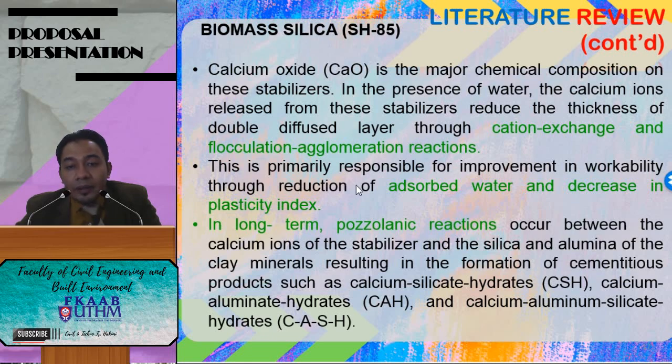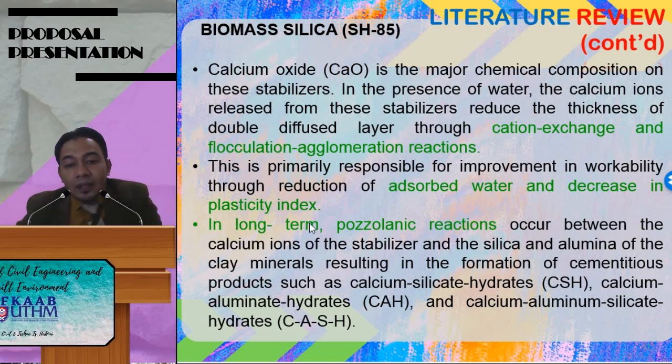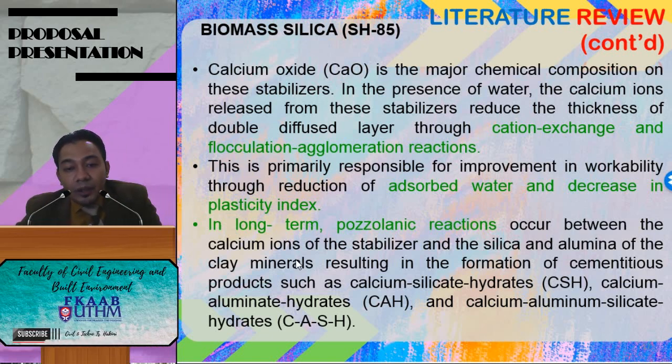This is primarily responsible for improved workability through reduction of absorbed water and decrease in plasticity index. In the long term effect, the pozzolanic reaction will occur between the calcium ion of the stabilizer and the silica and alumina of the clay mineral, resulting in the formation of cementitious products such as calcium silicate hydroxide, calcium aluminate hydroxide, and also calcium aluminium silicate hydroxide.